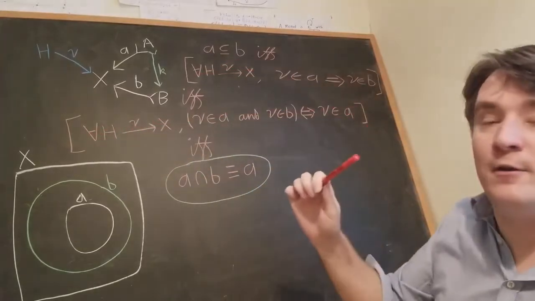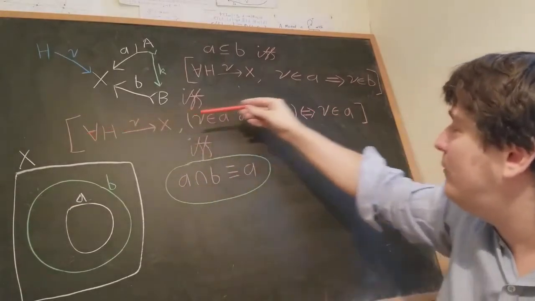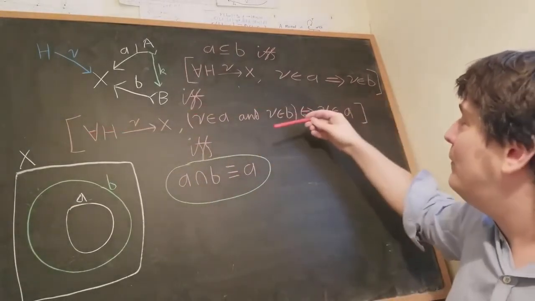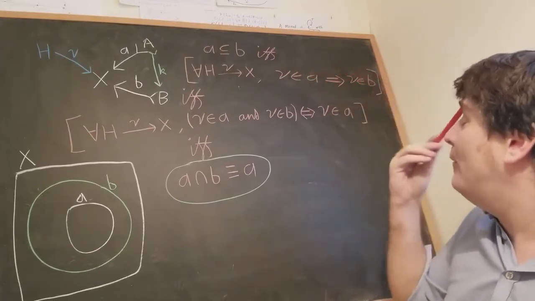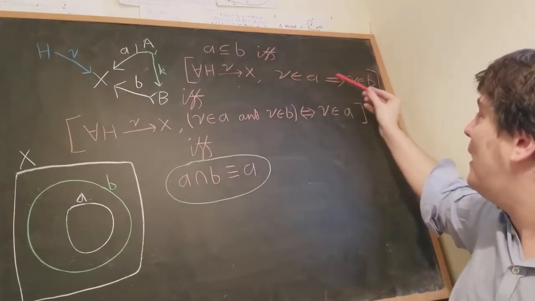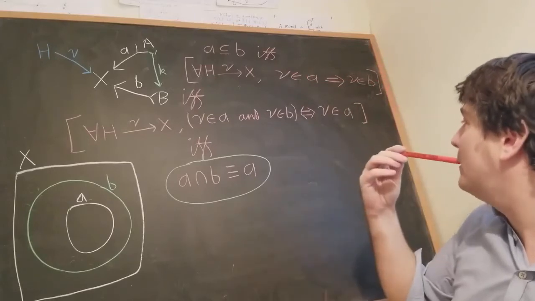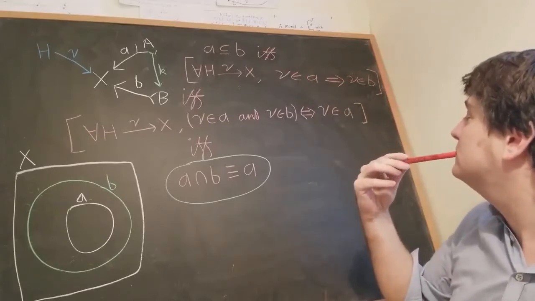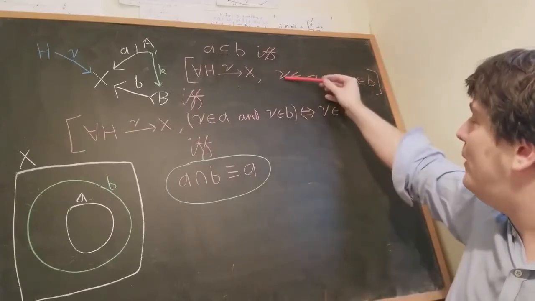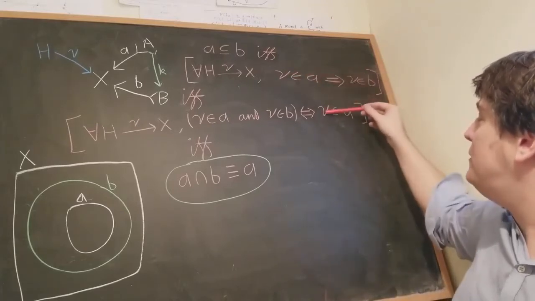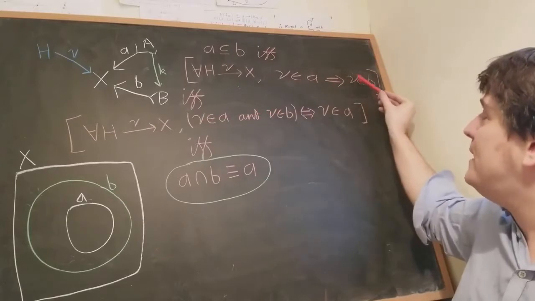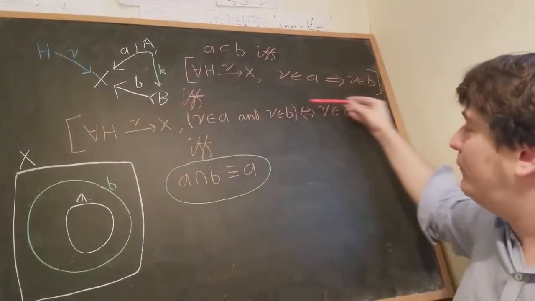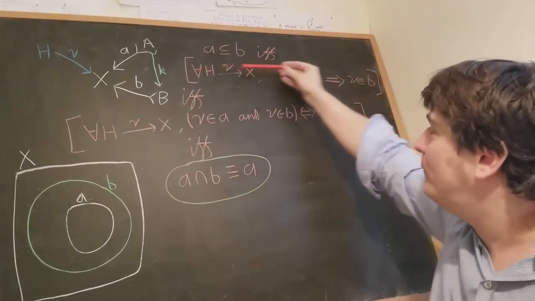Now we just have to go the other way around. So we suppose this bottom statement, and we want to show that V is in A implies V is in B. So we'll suppose that V is in A, and then we can use this to get that V is in B. So we have V is in B. So clearly this bottom statement also implies this top statement.